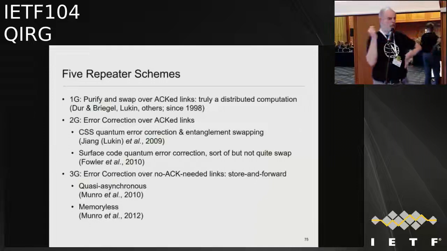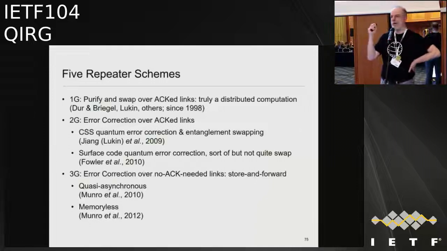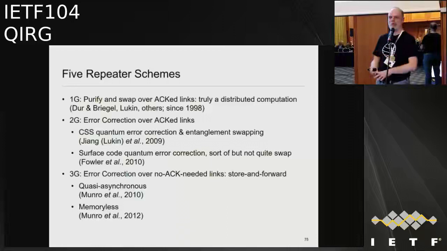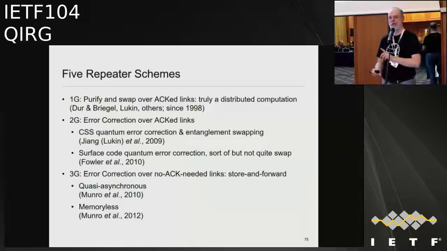So very quickly, several different repeater schemes have been defined. I listed 5 of them here. That paper that I just showed you from Murali Durand and from Lang Zhang's group, they defined essentially 3 generations of networks. I call them 1G, 2G, and 3G.